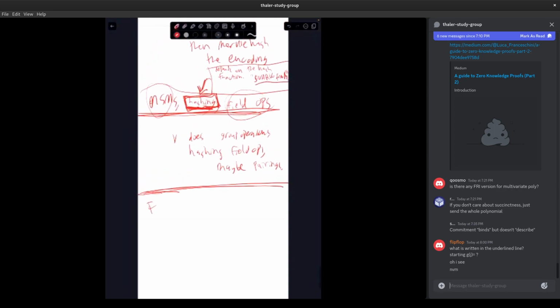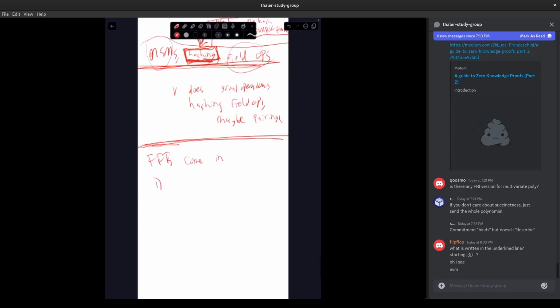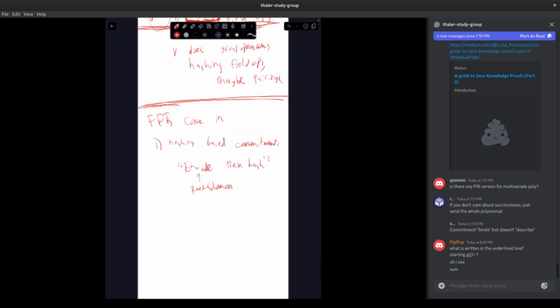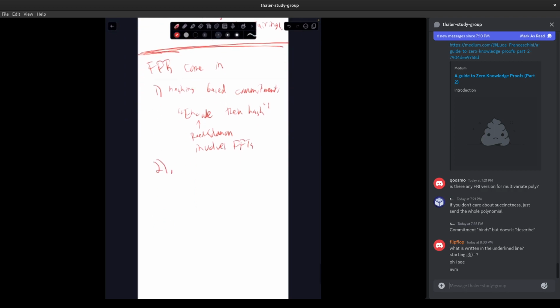So FFTs come in from several places. One is in the commitment scheme, hashing-based commitments. I said those involve encoding the coefficients of the polynomial, then hashing. And for a lot of codes, in particular what's called the Reed-Solomon code, making encoding fast involves FFTs.